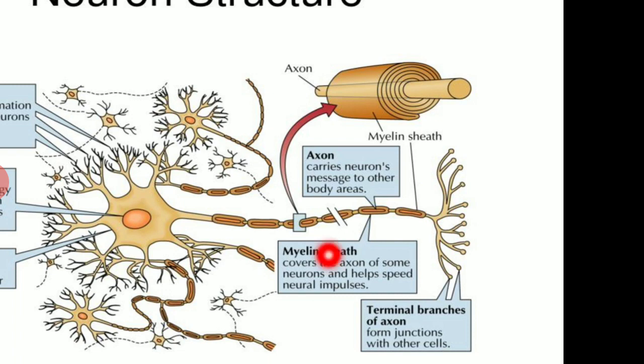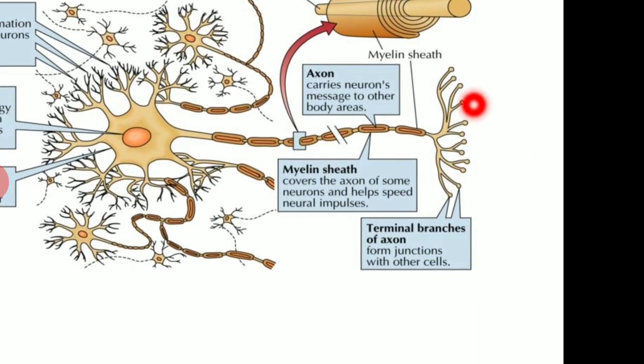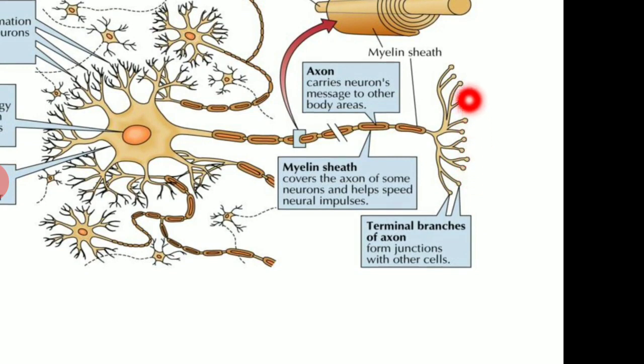Now this axon is covered by the myelin sheath, which is basically a covering. It helps speed up neural impulses. And these are terminal branches of the axon, which form a junction with other neurons, known as a synapse.